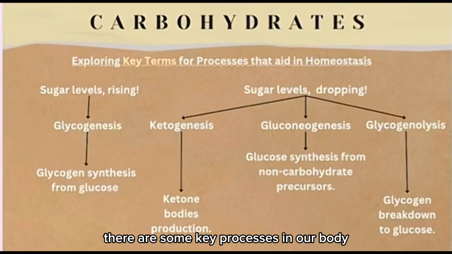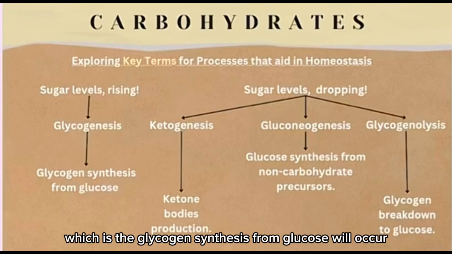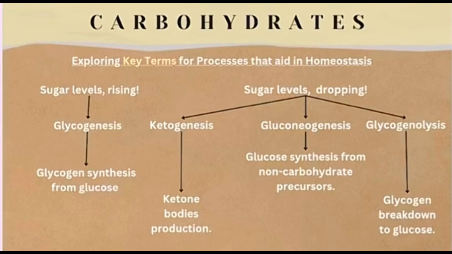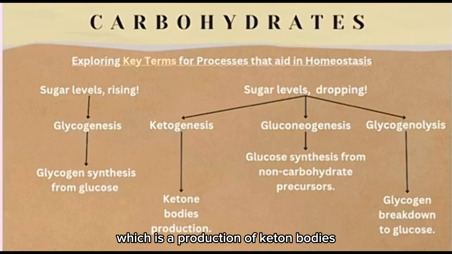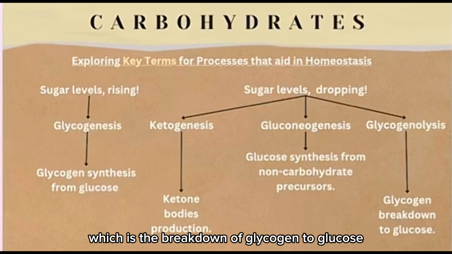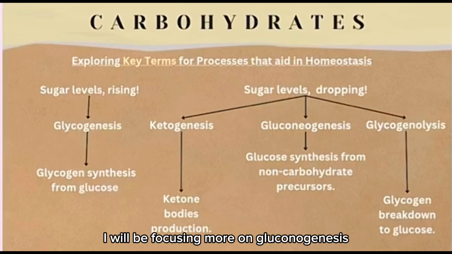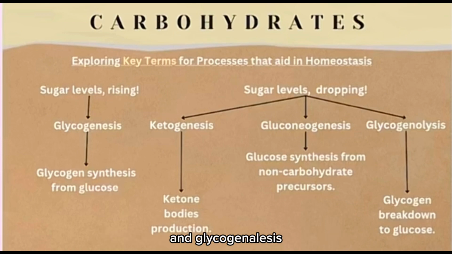There are some key processes in our body that aid in homeostasis. For example, when our sugar levels rise up, glycogenesis, which is the glycogen synthesis from glucose, will occur. And when sugar levels drop, ketogenesis, which is the production of ketone bodies, gluconeogenesis, which is synthesis of glucose from non-carbohydrate precursors, and glycogenolysis, which is the breakdown of glycogen to glucose, will occur. For this video, I will be focusing more on gluconeogenesis and glycogenolysis.